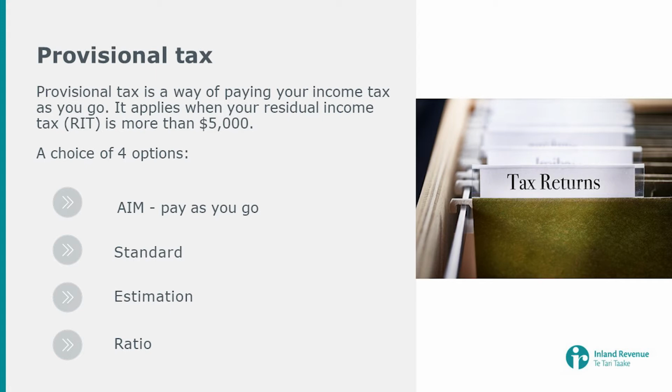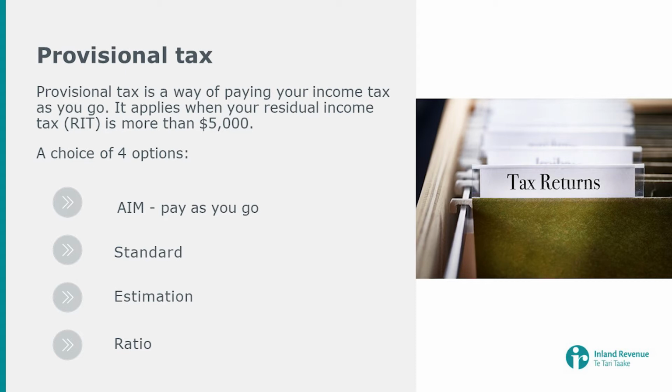If your residual income tax, or your tax bill, was less than $5,000, you'll continue to pay your tax as a single lump sum each year. If your residual income tax, or your tax bill, was more than $5,000, you'll become a provisional taxpayer. There are 4 options for provisional tax.